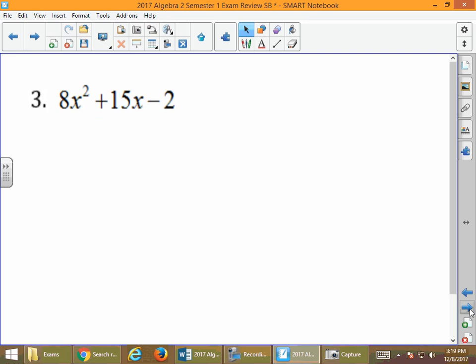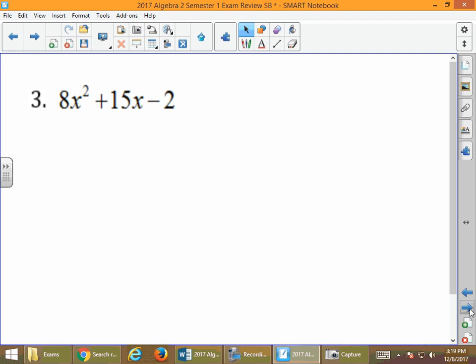Problem number 3. 8x squared plus 15x minus 2. By the way, I haven't said it on the previous 2, but we should always be checking for greatest common factor first. Do we have a greatest common factor in these problems? And as we took a look at problem number 3, we don't have a greatest common factor. But what we do see here is that there are 3 terms. 8x squared is a term, and 15x is a term, and 2 is a term.